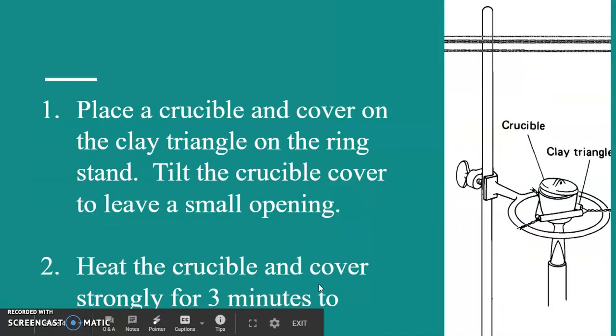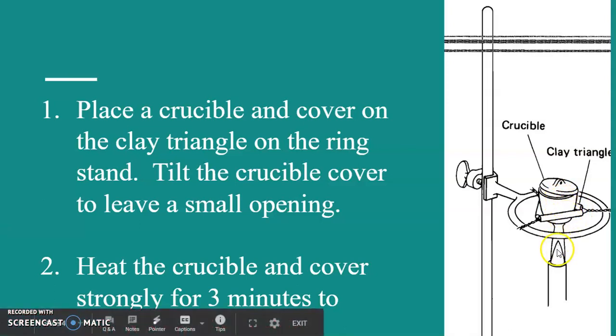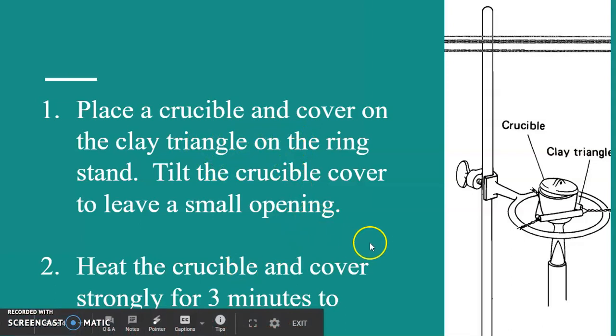Okay, so here's our setup. We're going to put our triangle and then the crucible. You want to make sure you size these appropriately so that the crucible fits in the ring. And then you want to have this pretty close to the flame, so that inner blue tip should be pretty close here because you want this to be really hot. So we're going to place a crucible and cover on the ring stand, and then we're going to heat it.